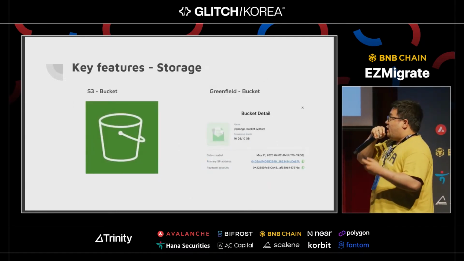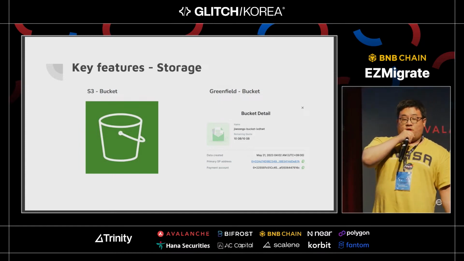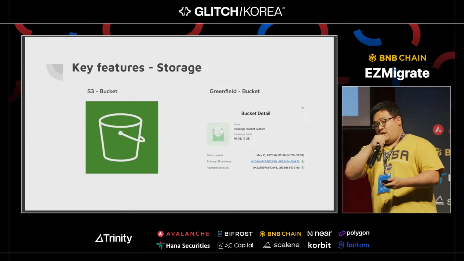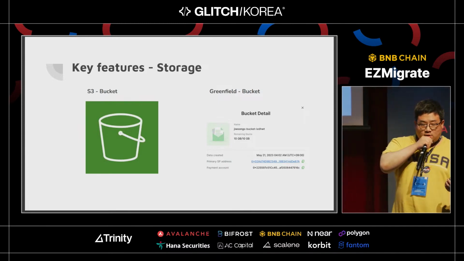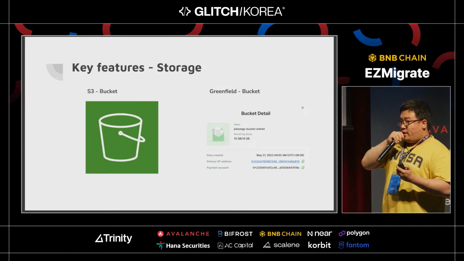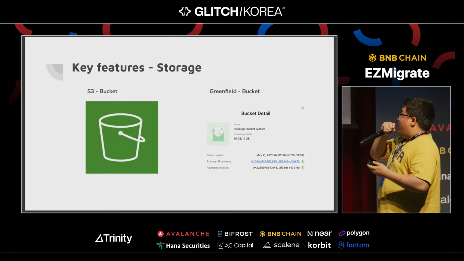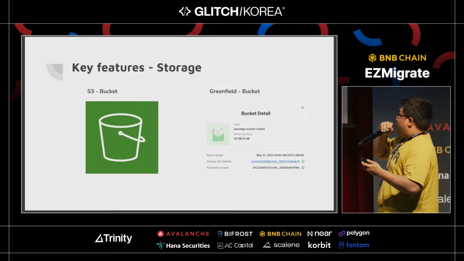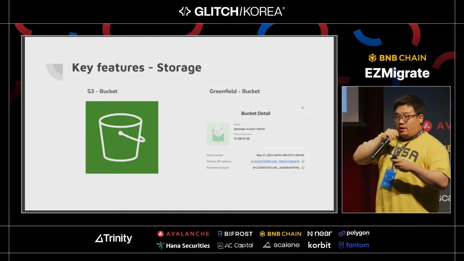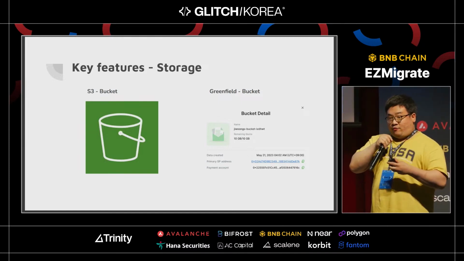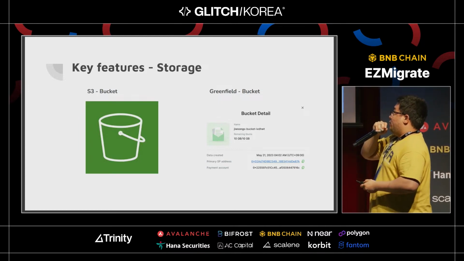For the key features of this project, I think the key feature is the storage. In S3, people save data in a bucket, and also in BNB Greenfield, there is a bucket. So we have the same bucket features, and in BNB Greenfield the data is stored in blockchain, so it is the same, but kind of different. It is decentralized, unlike the S3 bucket.